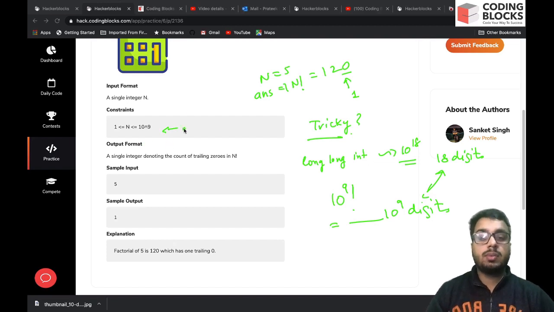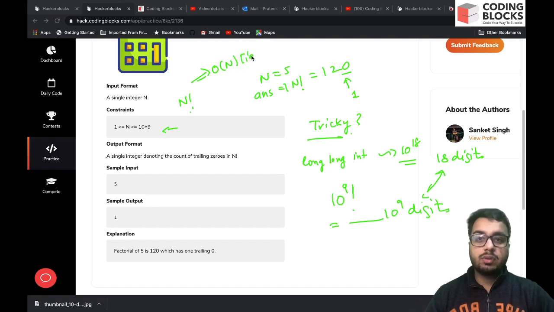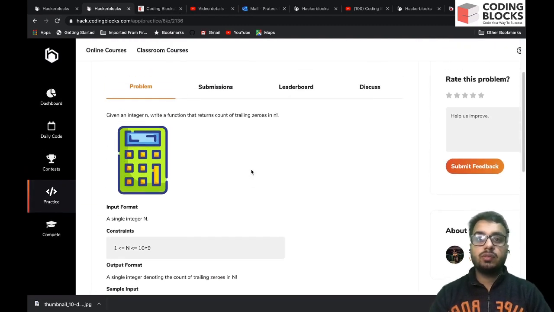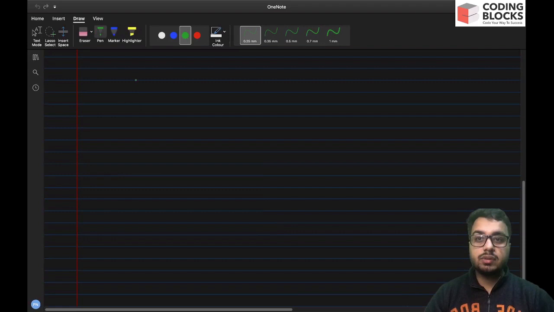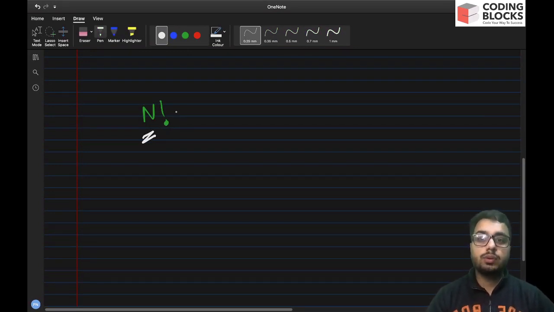Second is the issue with the complexity. If you compute n factorial, it is going to take order of n time, and if you do something in order of n time, it will also give you TLE. So we have a memory issue, and we have a time limit issue, which means we have to think of something different. We have to come up with a way which allows us to compute the number of trailing zeros directly without worrying about the value of n factorial. So we are going to look at a method in which we can directly know the number of zeros in n factorial without calculating the value of n factorial. This is what we are going to do in this video.